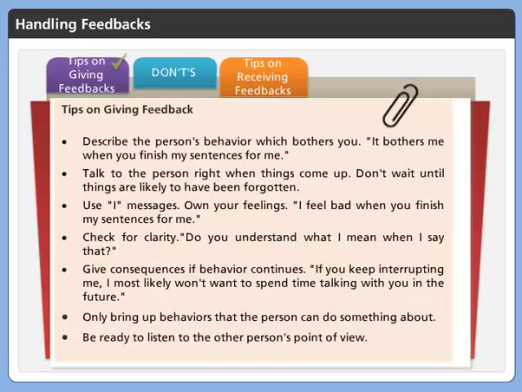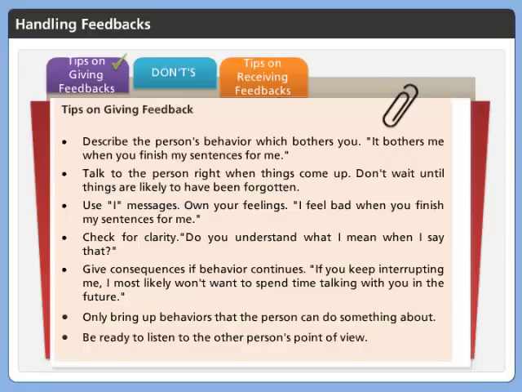Tips on giving feedback. Describe the person's behavior which bothers you. It bothers me when you finish my sentences for me. Talk to the person right when things come up. Don't wait until things are likely to have been forgotten. Use I messages. Own your feelings. I feel bad when you finish my sentences for me. Check for clarity. Do you understand what I mean when I say that?